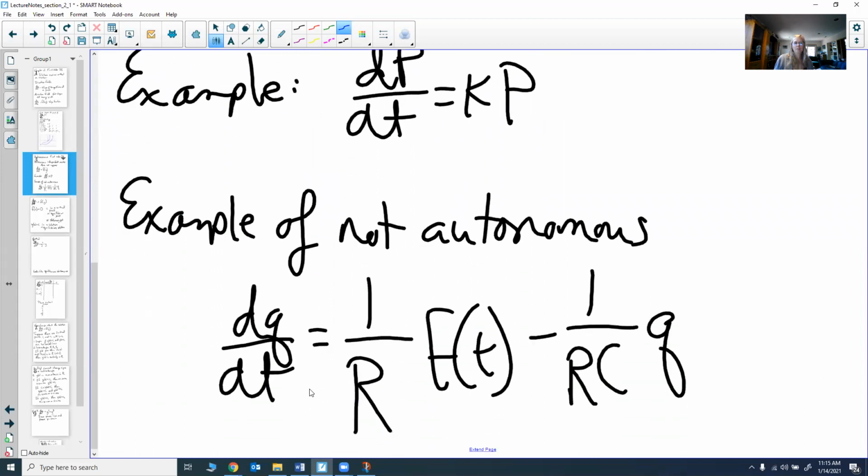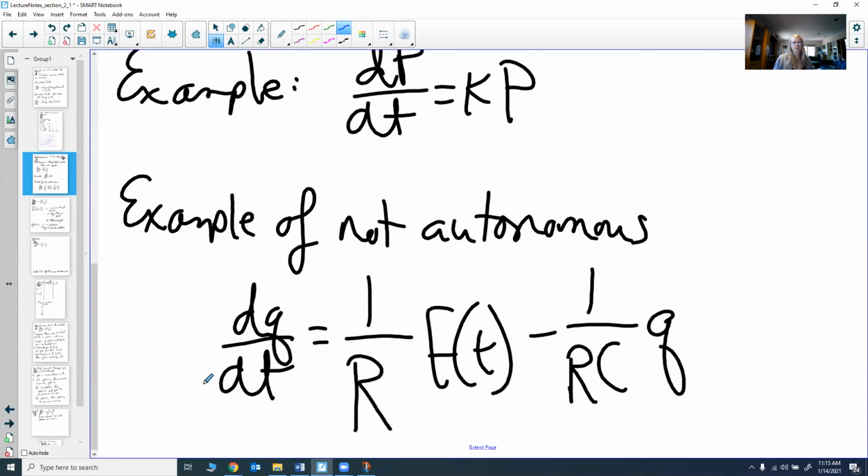An example of a non-autonomous equation is actually a circuit equation. Q is your charge, and the change in charge over time is equal to 1 over the resistance R times E of t, which is your voltage source, minus 1 over R times C, which is your capacitor, times again your charge. Notice E of t involves time. So this E of t, your voltage source, involves your independent variable. So this one's not autonomous.